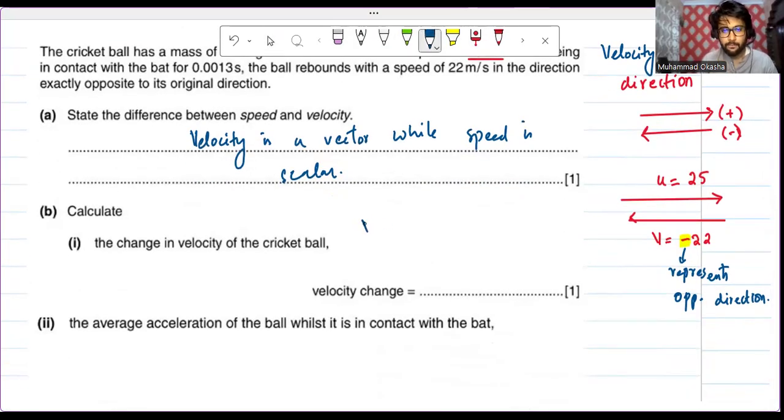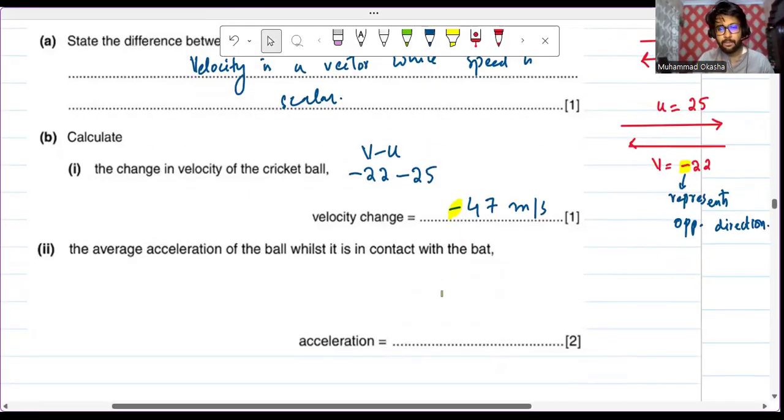So how do you calculate the change in velocity? Well, we know the change in velocity is v minus u. V, very carefully, is negative 22, which is the final velocity, minus 25. So this answer is going to be negative 47 meters per second. Make sure you put a negative over here, otherwise your answer will not be marked as correct.